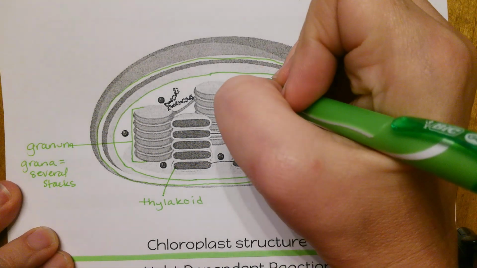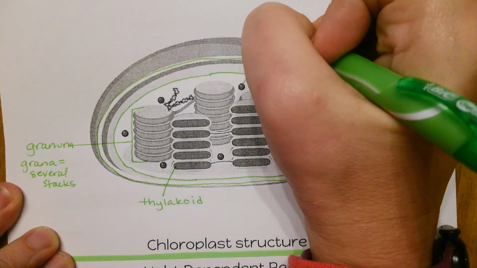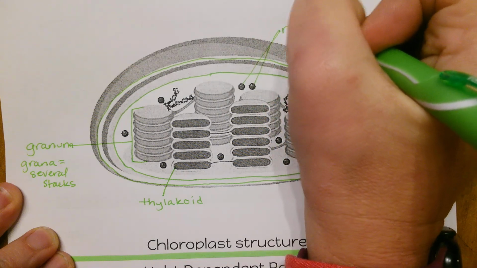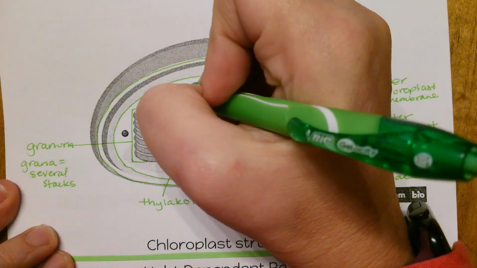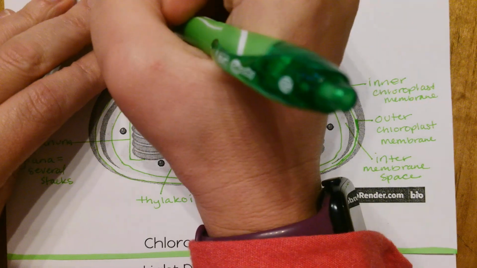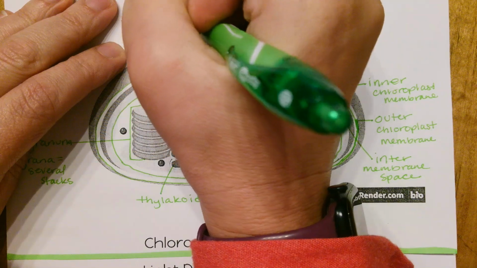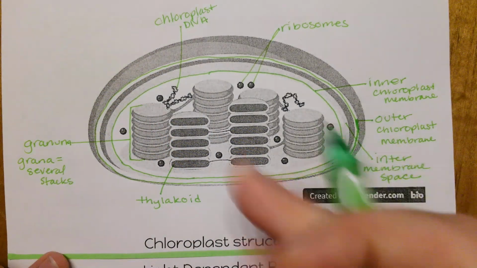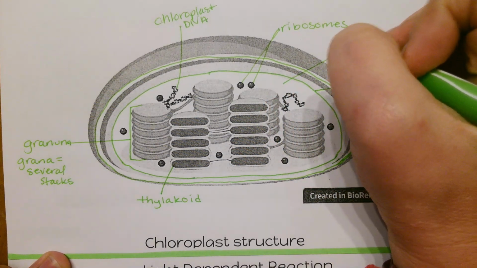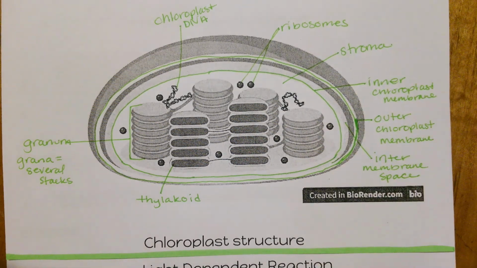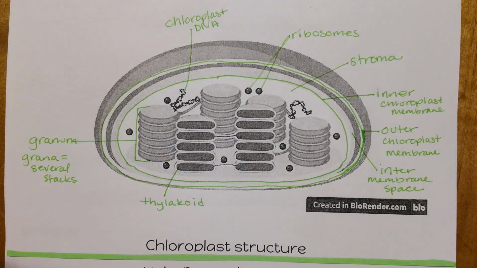These round shapes, these are, of course, our ribosomes. These two shapes here, I don't know if it looks like it to you, but this is chloroplast DNA. And then the empty space that is in there is our stroma. All right, so there is our chloroplast structure that is labeled.